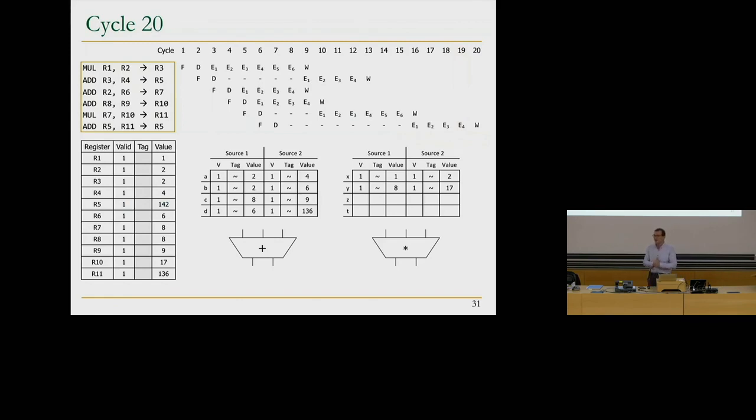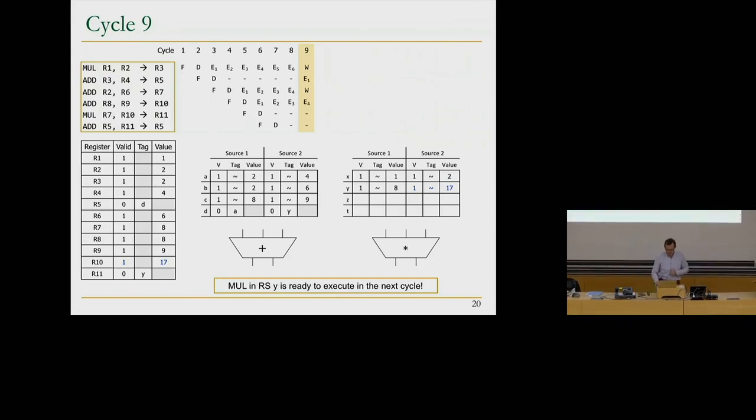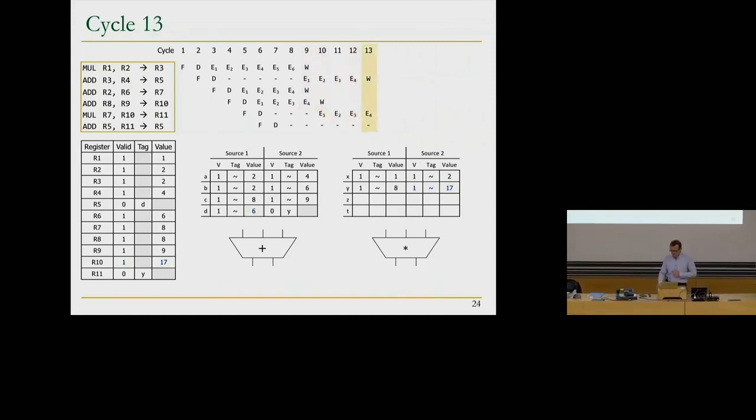Yes? Cycle 9, we assume that the memory has multiple write ports. In which cycle? 9. Let me see. If you look at cycle 9. Oh, okay, I see what you mean. Yes, that's a good point. Basically, we're assuming that there are multiple write ports in the register file. So that's an assumption. If there are not enough write ports, then you basically need to serialize. There needs to be another mechanism that says, okay, you wait and broadcast in the next cycle. Those instructions are independent. Exactly, yes.